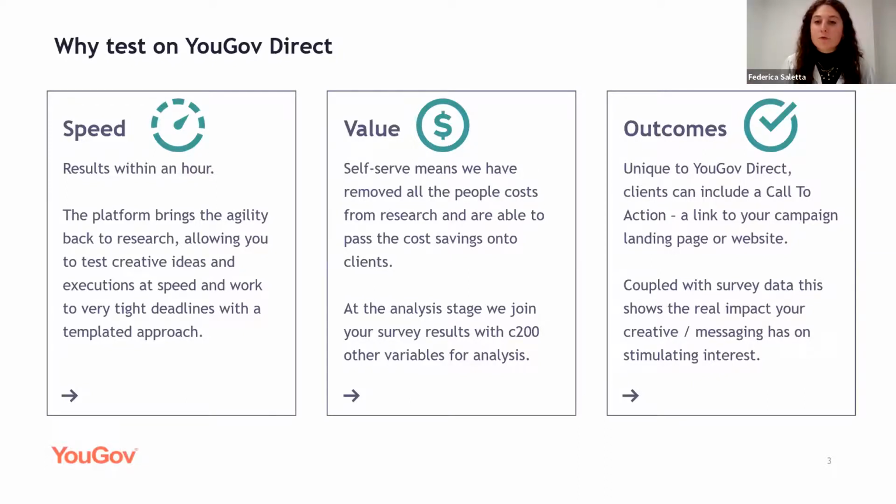Finally, the outcomes. This is really unique to YouGov Direct, and it's going a step further in terms of research. It's connecting with a real action that you're stimulating when you show respondents or members content, a concept, anything that you're looking to ask them about, and how that's stimulating a real action.